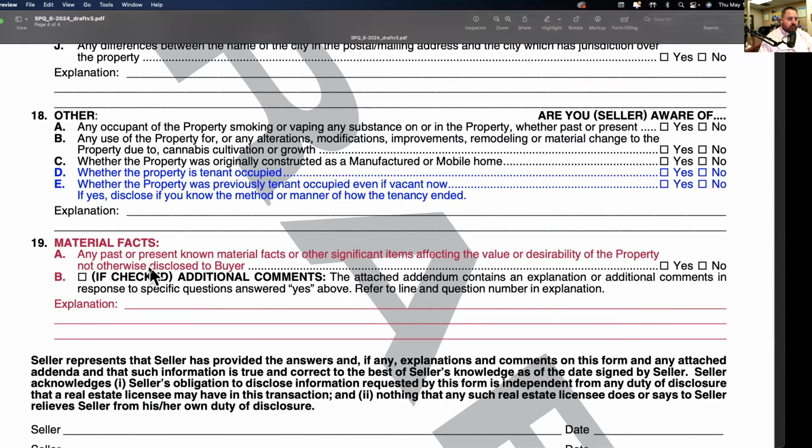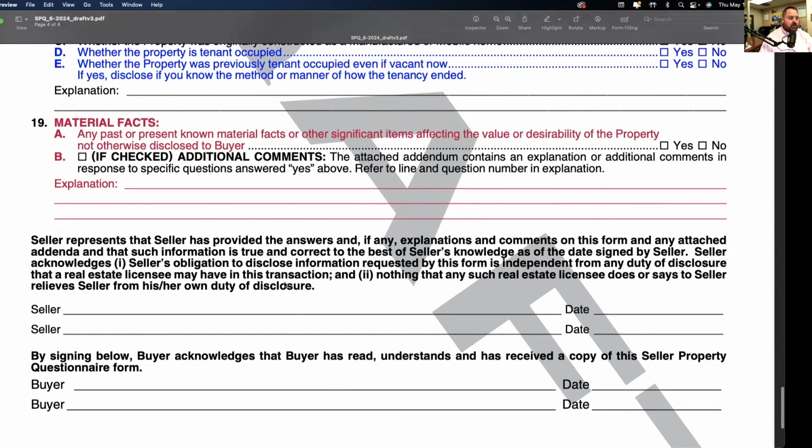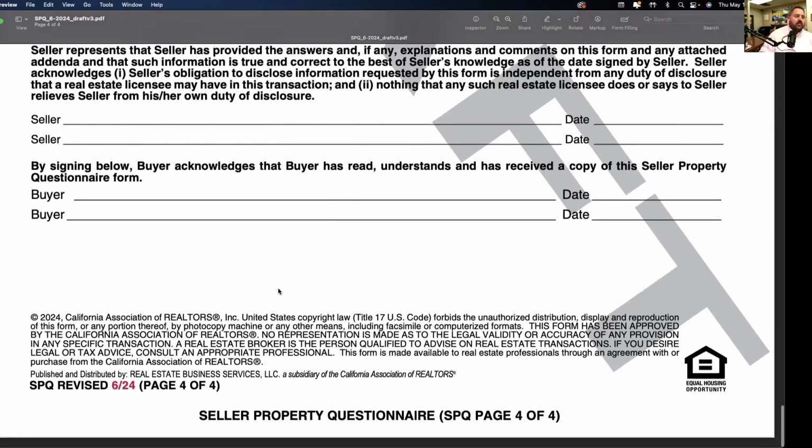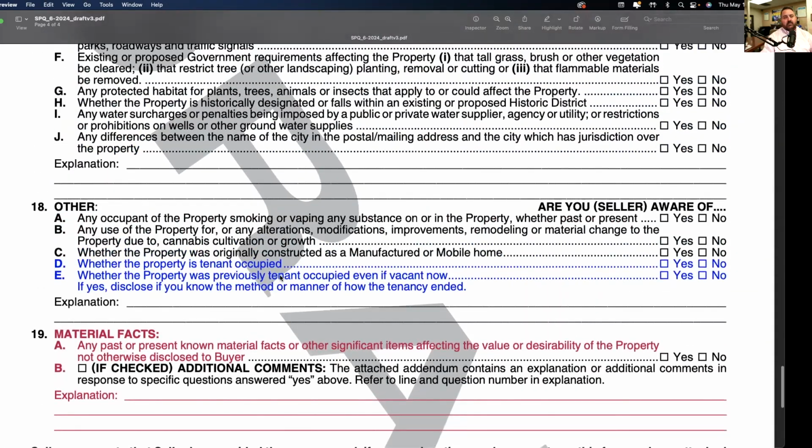Any more material facts, past or present? So sign, give it to the buyer. The listing agents and the buyer's agents don't sign the SPQ, just the TDS.